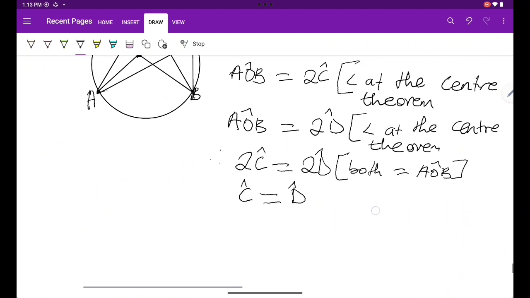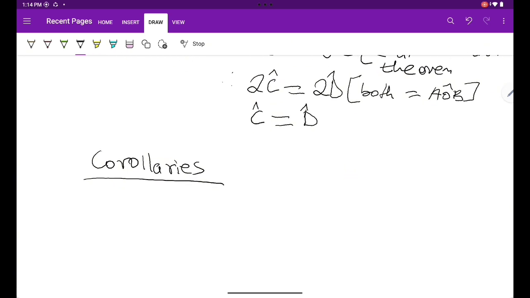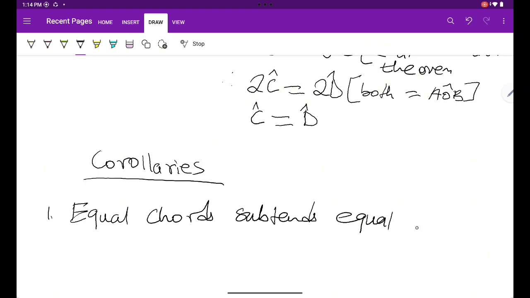So now let's look at the corollaries. What comes out of this theorem? We are looking at the following corollaries. Number 1, equal chords subtend equal angles at the center and at the circumference.